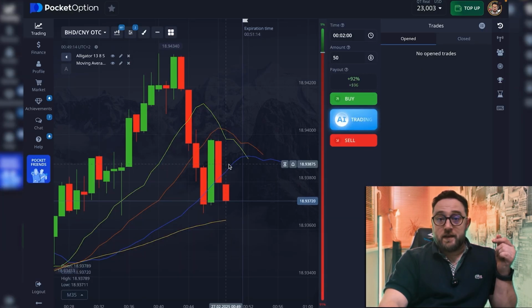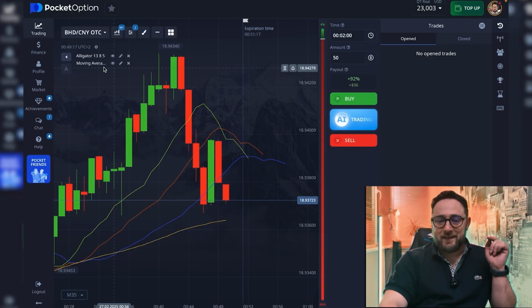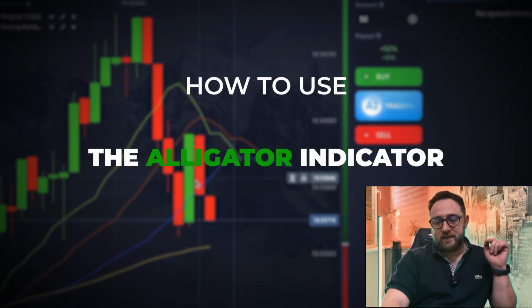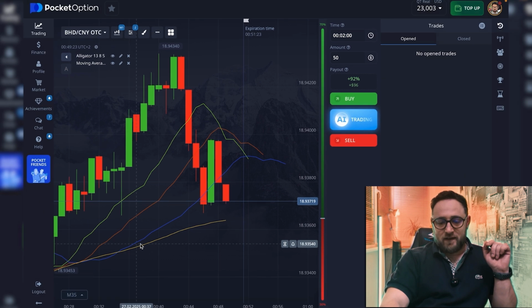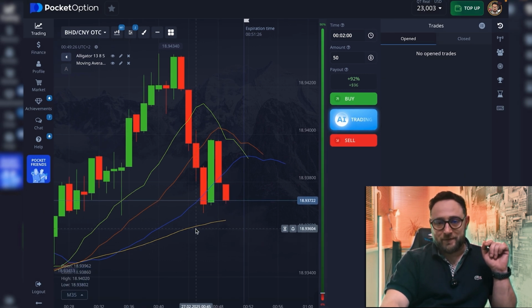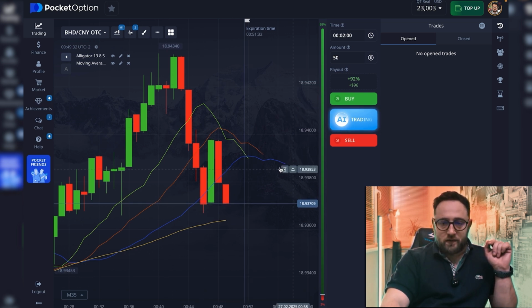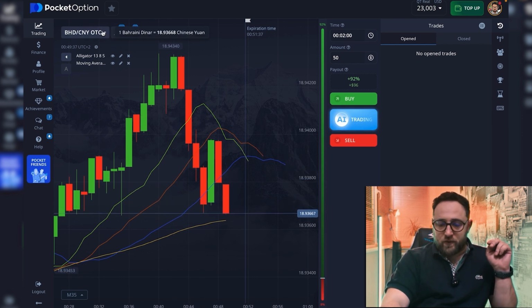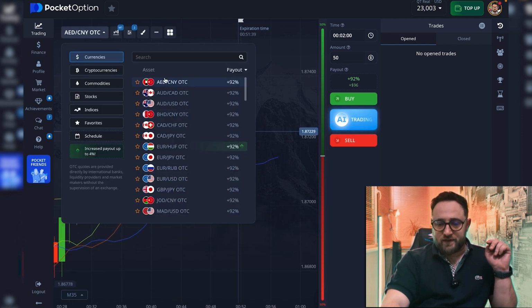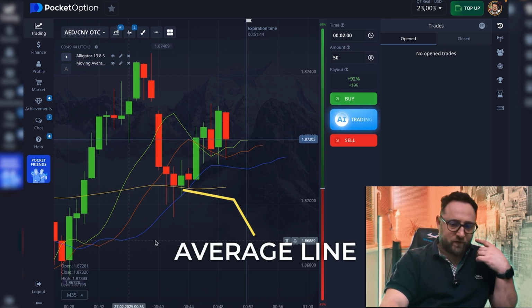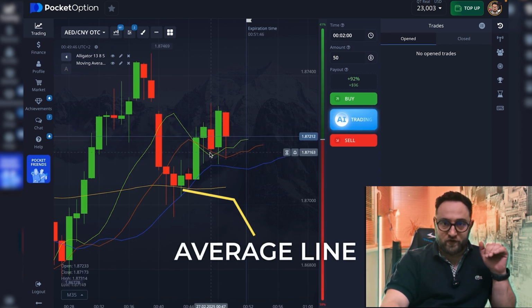Okay, guys, now the most exciting part. We're going to dive into how to use the Alligator indicator in practice, and most importantly, how to make money with this. Let me quickly remind you that we have the Alligator indicator enabled, which gives us 3 lines. And we also have the moving average. This is the yellow line that you see, and we're using it just for extra confirmation of the trend movement.